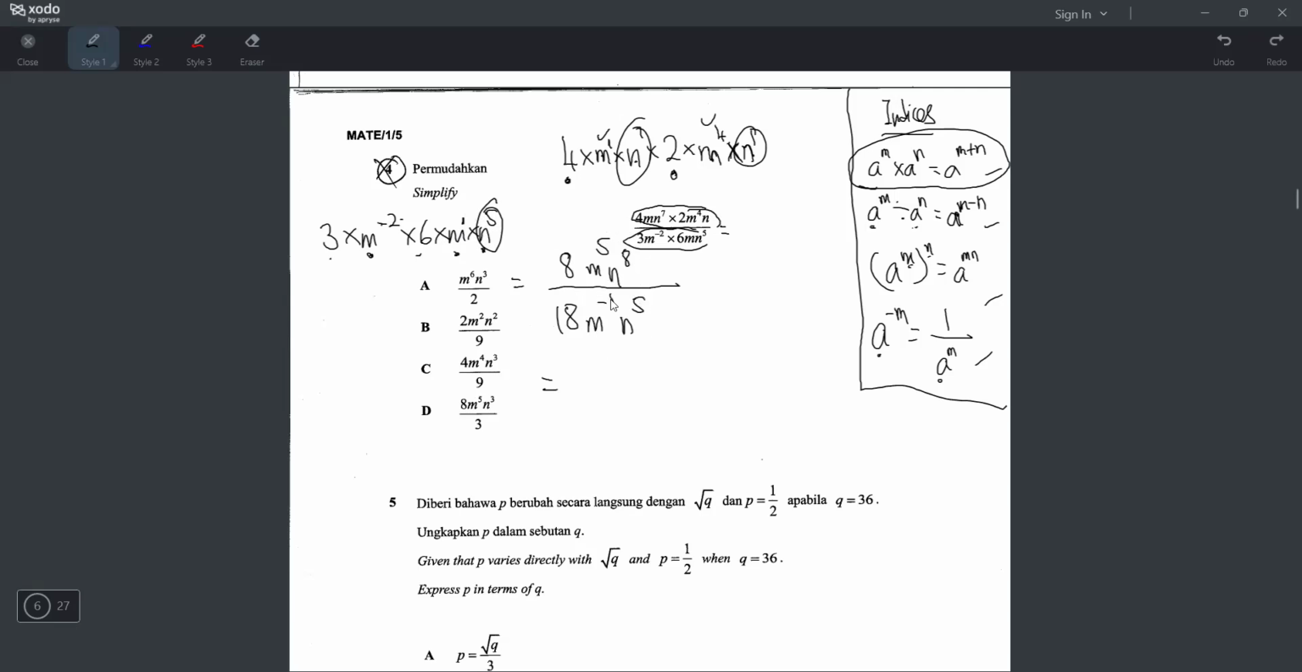So when you divide, what is 8 divided by 18? 4 over 9. Why is it 4 over 9? Because when you cut, divide by 2, right? Divide 2, divide 2. Okay, so you get 4 over 9.